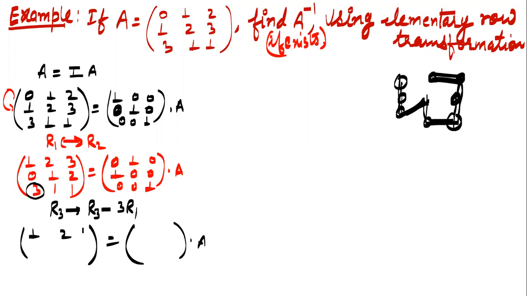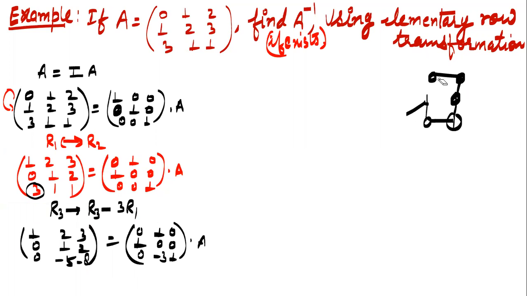That is 1 2 3 0 1 2 0 1 0 1 0 0. R3, it will become 0. 1 minus 6, that is minus 5. 1 minus 9, that is minus 8. This will be 0. 0 minus 3, 1 will remain as it is.